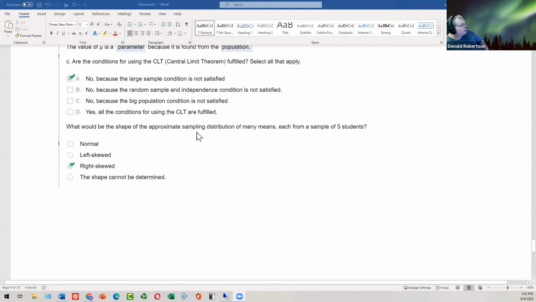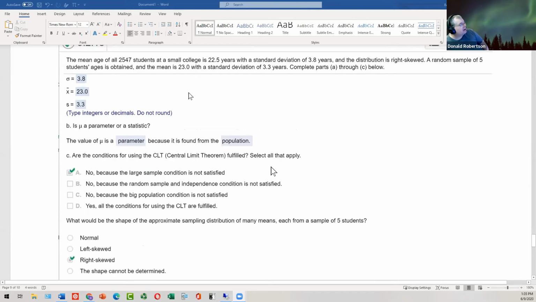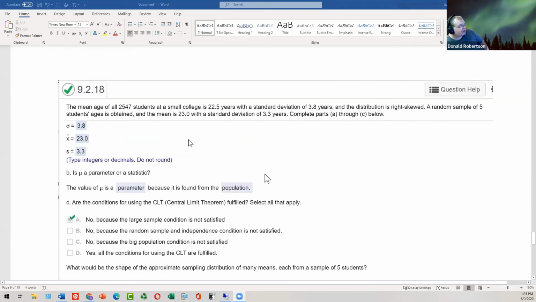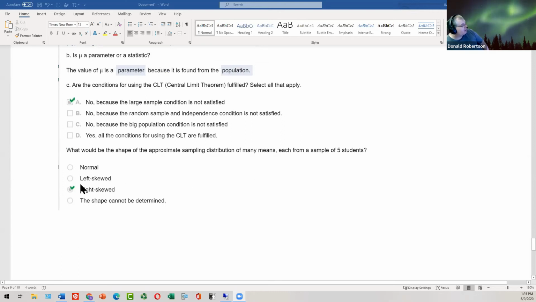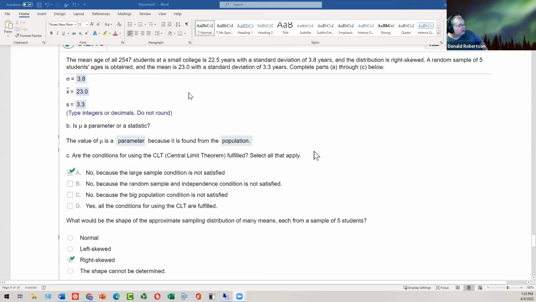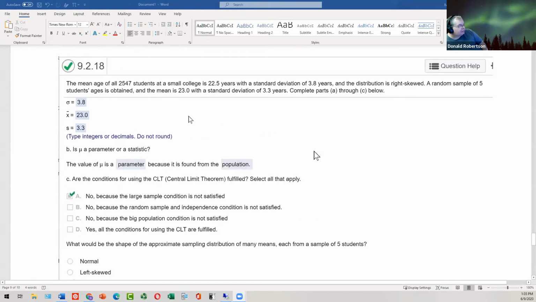So it says, what would you expect the shape of the sampling distribution to be when you only use 5 students? I expect it to be the same shape as the population shape. And according to them, this population is right skewed. So when the sample is small like this, I'd also expect it to be right skewed. Is that all pretty straightforward about what things are labelled, what their names are, and a little quick example of why the central limit theorem can't always be used, in this case, because the sample was too small.